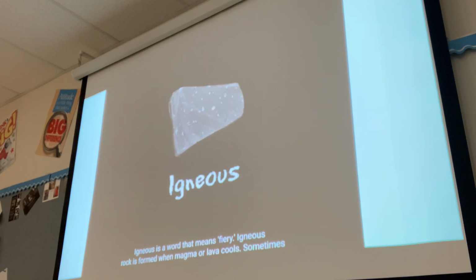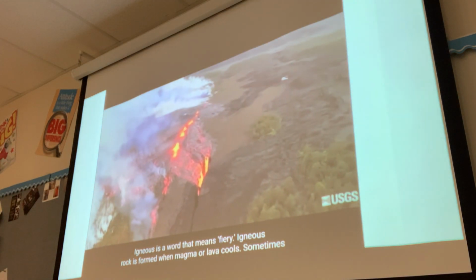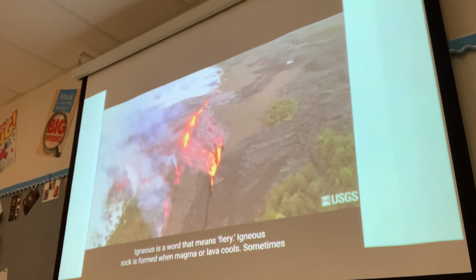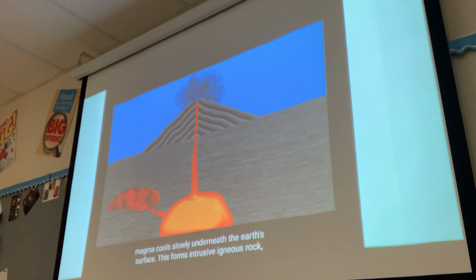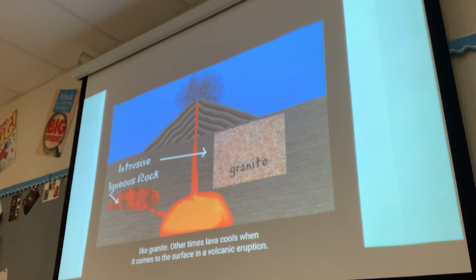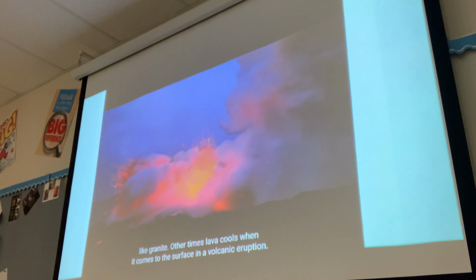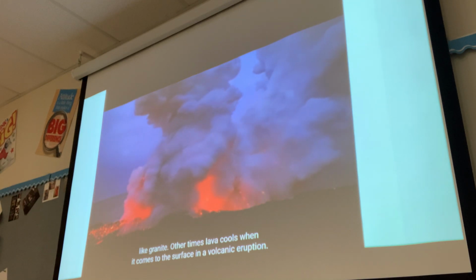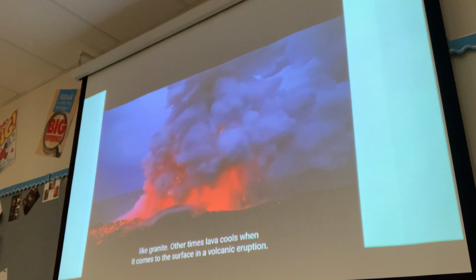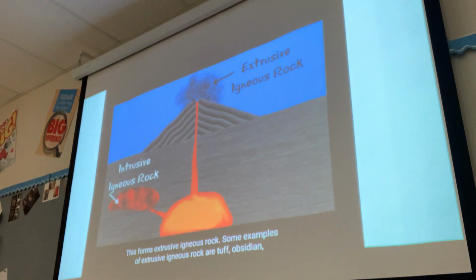Igneous is a word that means fiery. Igneous rock is formed when magma or lava cools. Sometimes magma cools slowly underneath the Earth's surface. This forms intrusive igneous rock, like granite. Other times, lava cools when it comes to the surface in a volcanic eruption. This forms extrusive igneous rock.